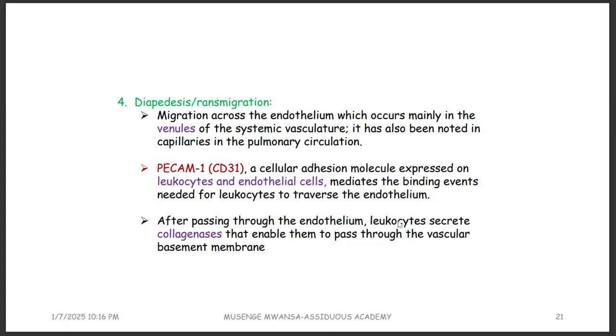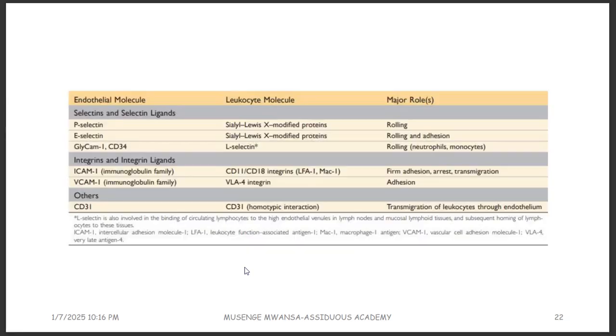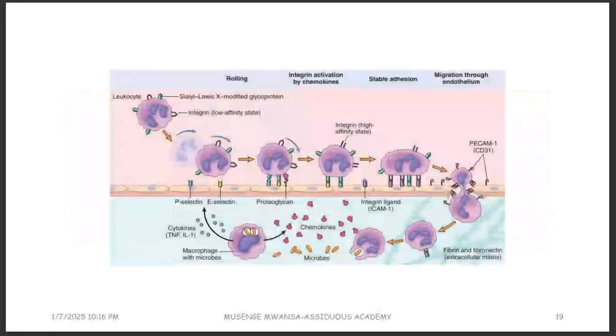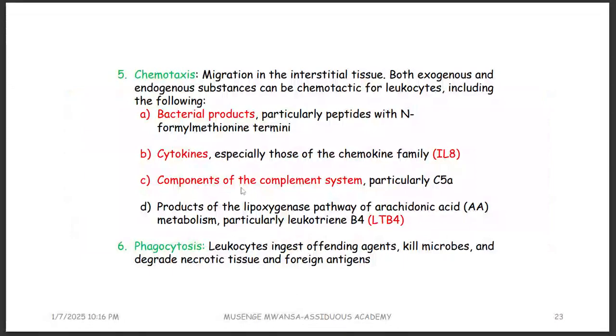Once this white blood cell crosses the endothelium, it will secrete collagenases, because in interstitial tissue you are going to have collagen. So it breaks down this collagen so the white blood cell can pass through the basement membrane, which contains the collagen. Once the white blood cell is in the interstitium, it is going to release chemokines. Chemokines are substances that attract other white blood cells to where this one is. That is known as chemotaxis, which is migration in the interstitial space.